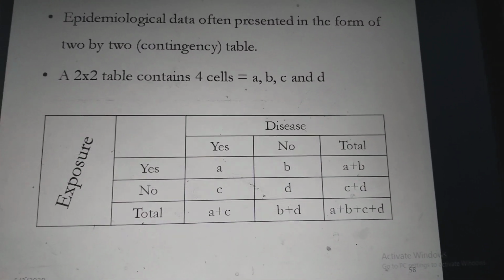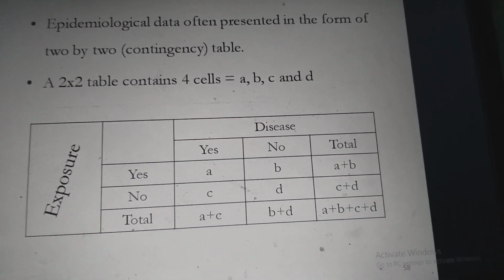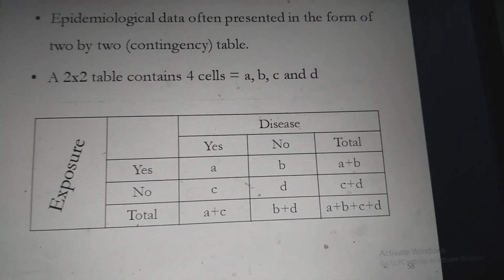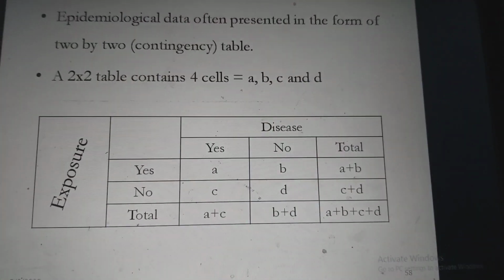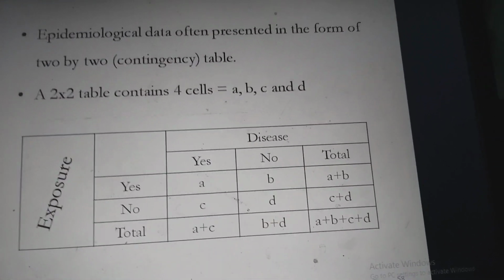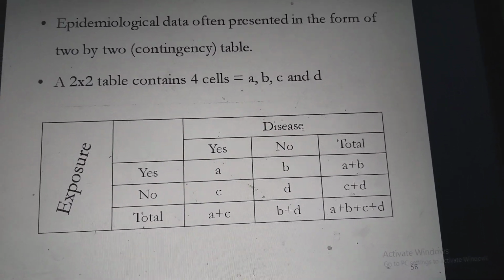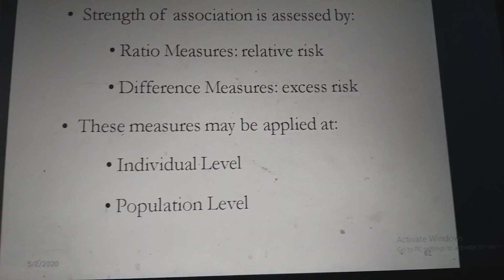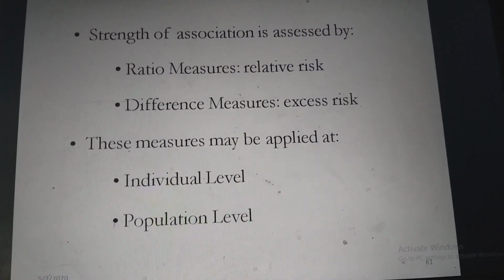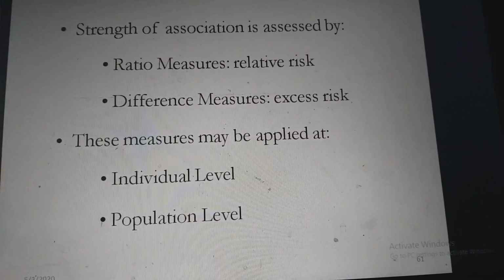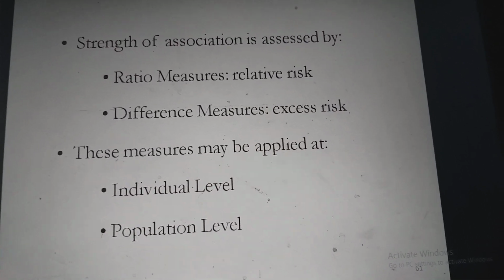So this is the 2 by 2 table. Don't forget to develop this 2 by 2 table, and from this we are going to develop the association, whether there is a relationship between exposure and outcome. Good. The strength of association is assessed by ratio measures and difference measures.